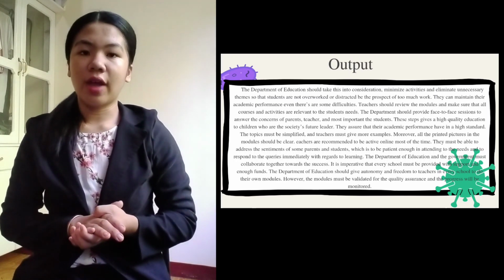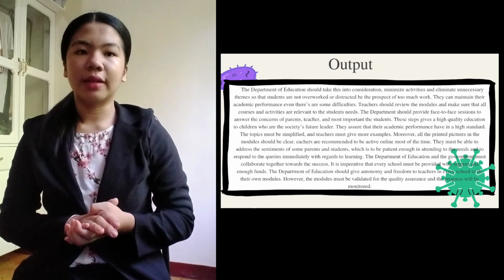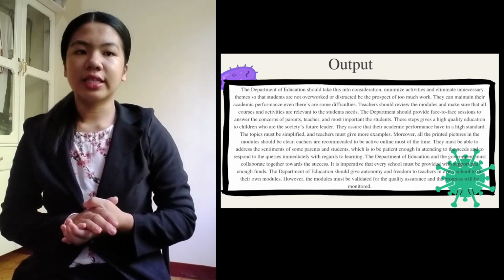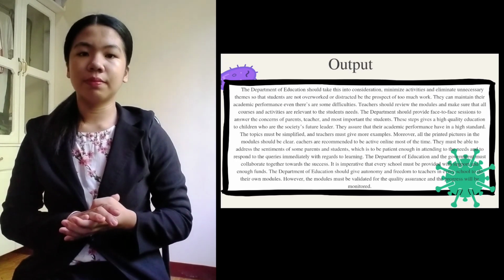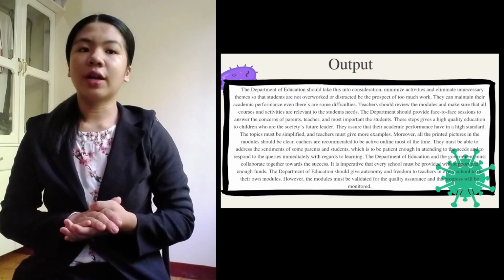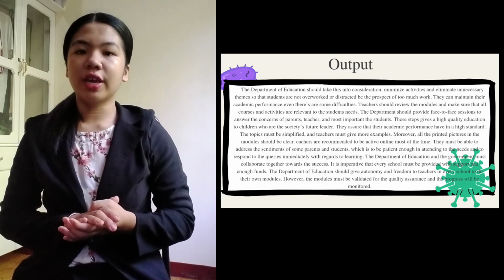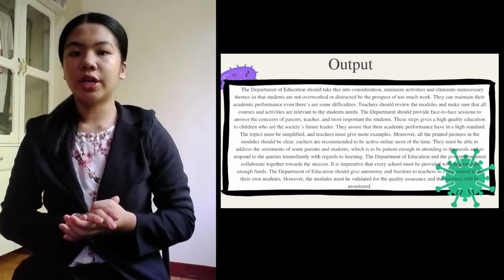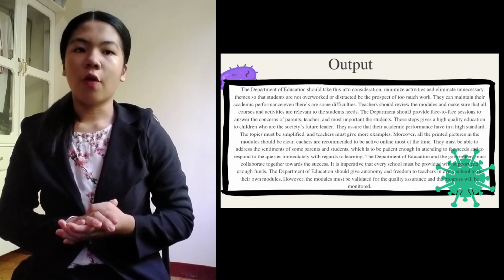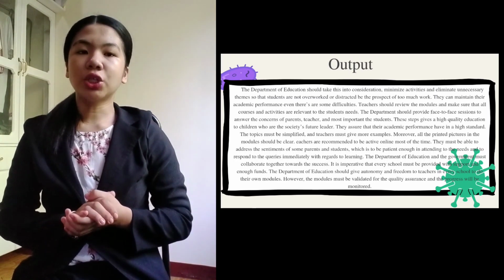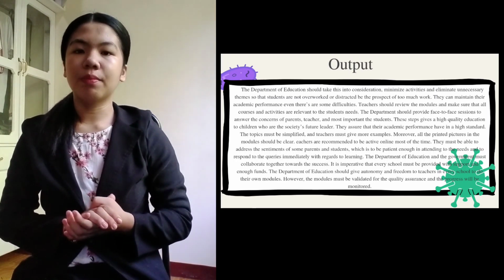The Department of Education and the government must collaborate together towards success. It is imperative that every school must be provided with support and enough funds. The Department of Education should give autonomy and freedom to the teachers in every school to make their own modules. However, the modules must be validated for quality assurance, and the progress will be monitored.